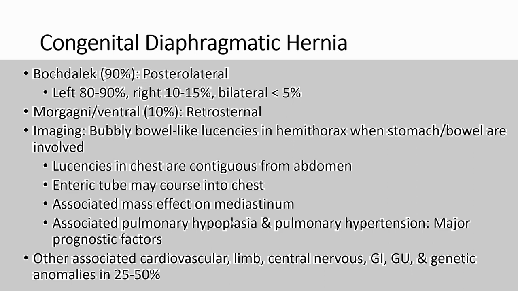So, the details of congenital diaphragmatic hernia. We divide it into two groups. The first one we call Bochdalek, which presents in around 90%. It is posterolateral, with the left side around 80 to 90%, right side around 10 to 15%, and bilateral in less than 5%. Morgagni, or ventral, is only 10%.